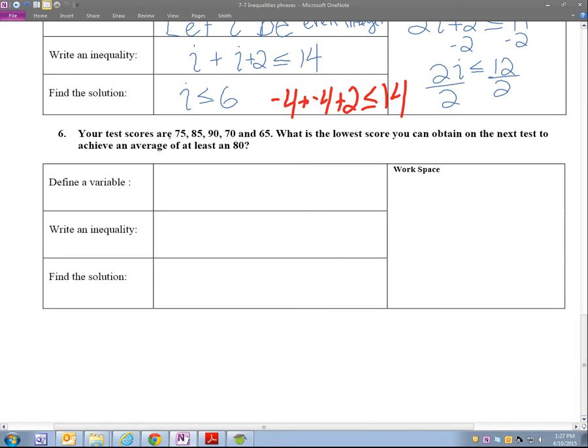So we have test scores that are this many. We have 1, 2, 3, 4, 5. So there's 5 test scores that we've already taken. Yep, there was 165. Maybe they had something going on that night and they couldn't study as much. What is the lowest score you can obtain in the next test to achieve the score of at least an 80? So at least. After we hear the words at least, we know that there's going to be the total next to it, and the total is 80. What sign is at least, Austin? Greater than or equal to 80.